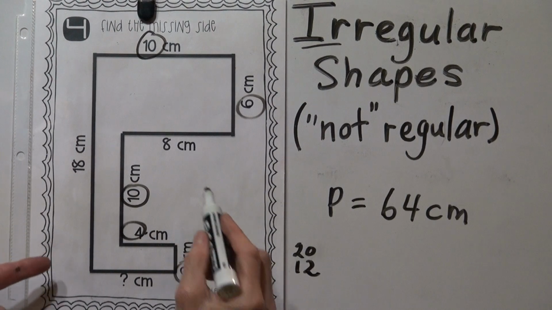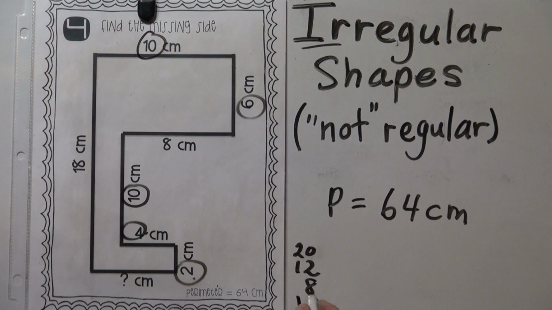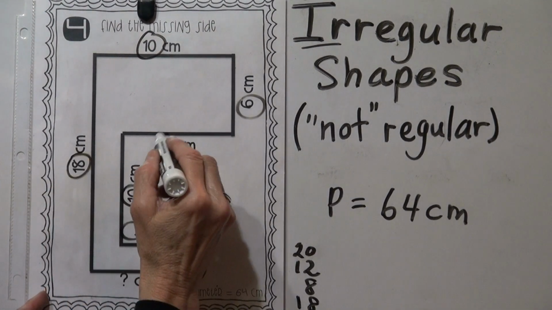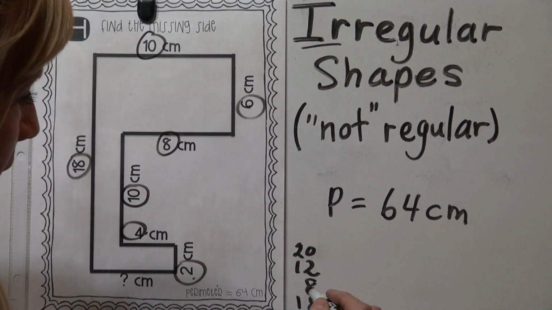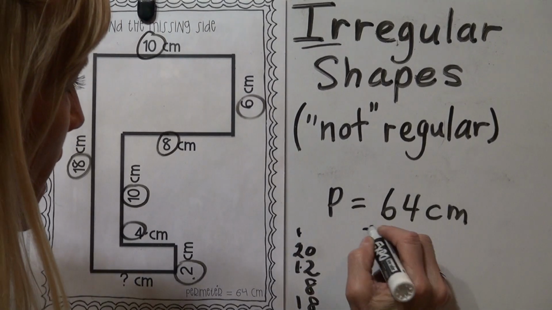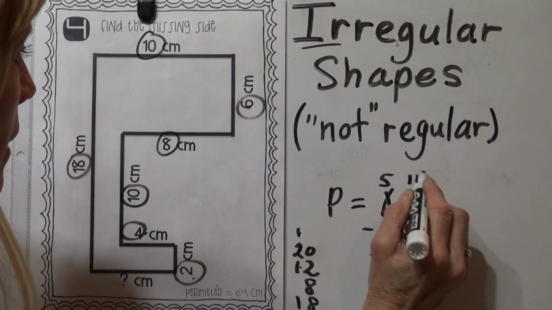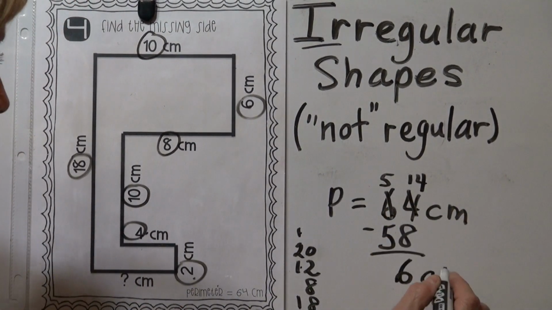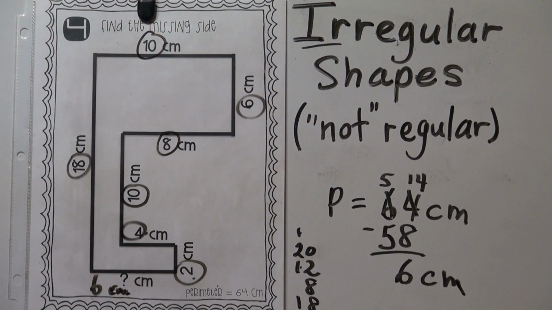And then we have 8 and we have 18 over here. Let me see if I got them all. Yes. Okay, add them up. 8 and 8, 16, 17, 18, 2, 3, 4, 5, 58. Let's take 58 from 64. And we have 6 centimeters, and that is what we had earlier. So that one is correct. 2 different ways of getting there, and that's how you find missing sides of irregular shapes.